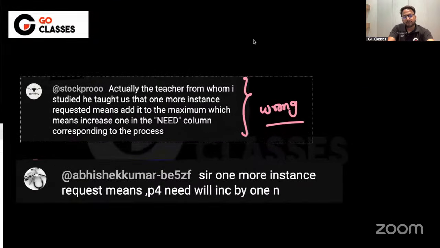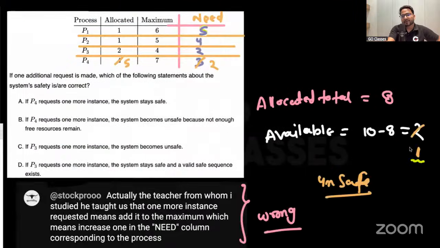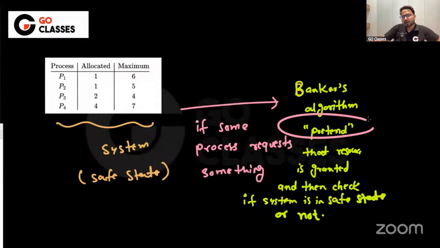If some process is requesting, it means you are allocating. I mean, banker's algorithm pretends to allocate and then it does the job. Okay. So basically, banker's algorithm pretends that, okay, let's just allocate and then just see whether the system is now in a safe state or not. Okay. That's how the banker's algorithm works.